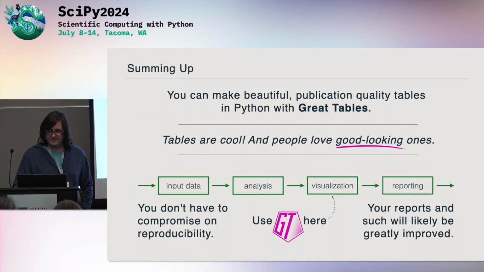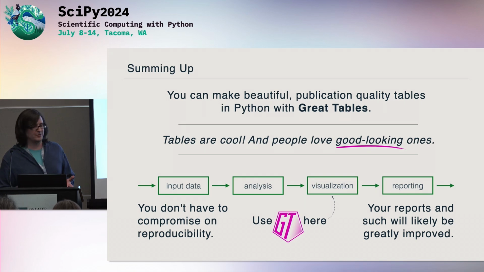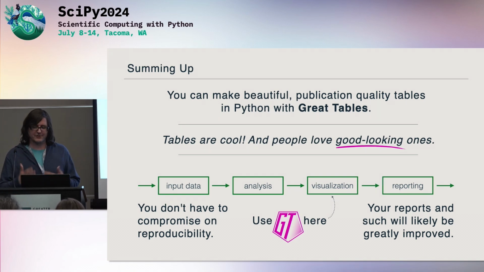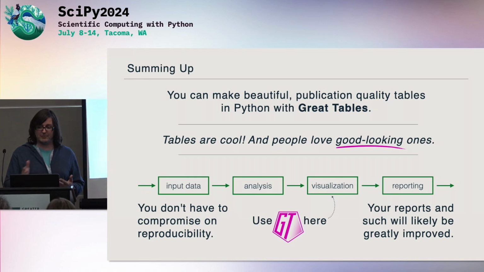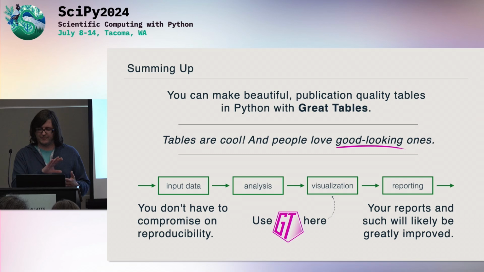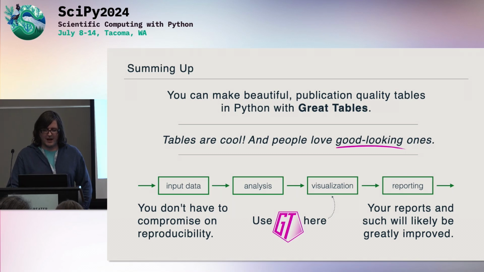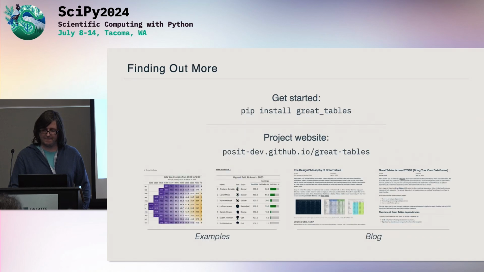Okay, summing up, you can make really nice, beautiful, I'd say, publication quality tables with Great Tables. I think tables are cool. I really feel they're going to get their day one day. And I know that people love good-looking ones. Like when I see a table with data I care about, I'll pore over that table for quite a while. It's really amazing. And you don't have to compromise on reproducibility when you use Great Tables. You can basically use Great Tables in the visualization step. You don't have to dump out your data. You can just use it all in one go. And your reports and such will probably be greatly improved because of that.